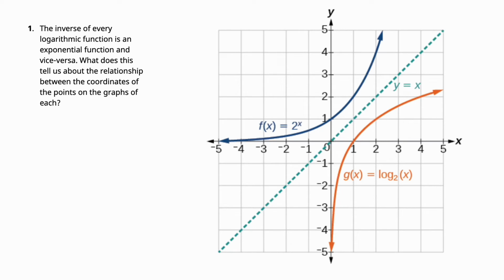So let's look at the graphs of natural logarithm functions. Here's one of the problems that we can discuss in the verbal section. The inverse of every logarithmic function is an exponential function and vice versa. What does this tell us about the relationship between the coordinates of the points and the graphs of each?